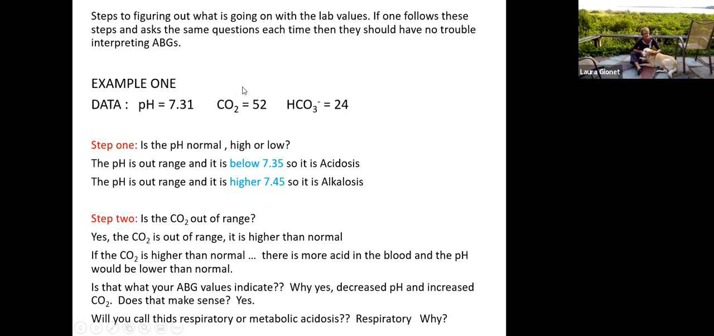Carbon dioxide, 52: high, low, or normal. If it's normal, I put an N over that carbon dioxide. If it's high, I put an up arrow. If it's low, I put a down arrow. And in this case, it's high, right? Because the normal range is 35 to 45. So I put an up arrow over the carbon dioxide. And then the bicarbonate, 24. Well, that's normal, right? So I just put an N over the bicarbonate. So I have pH out of range, carbon dioxide out of range, but the bicarbonate's normal.